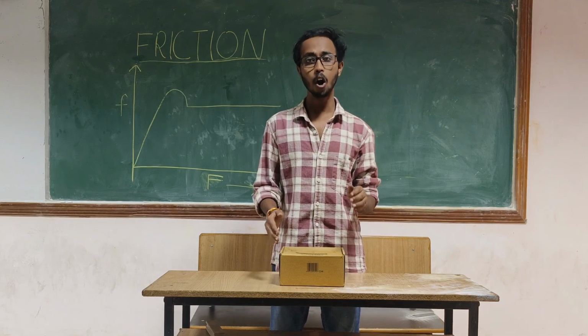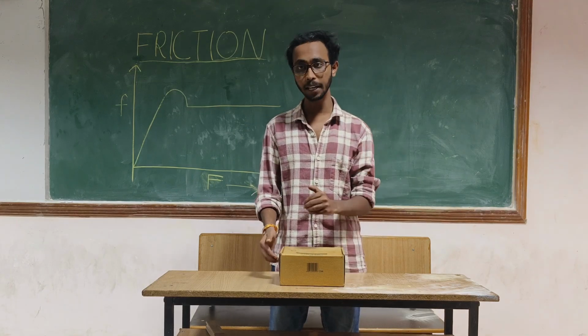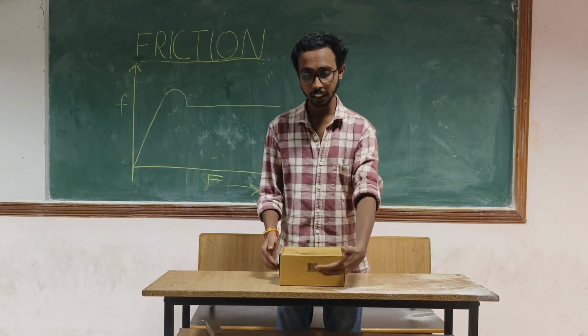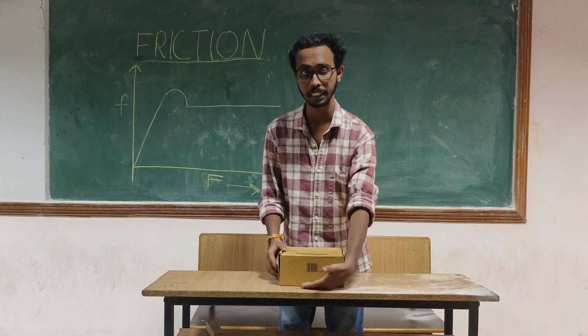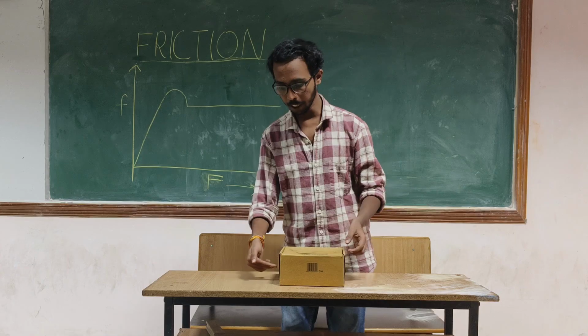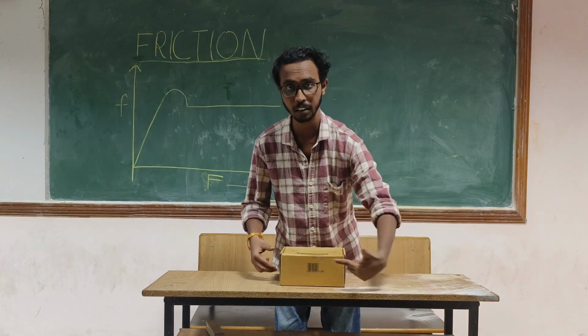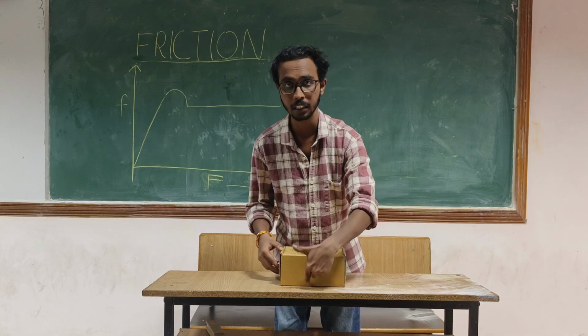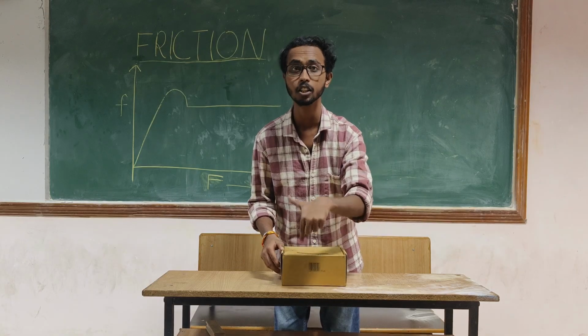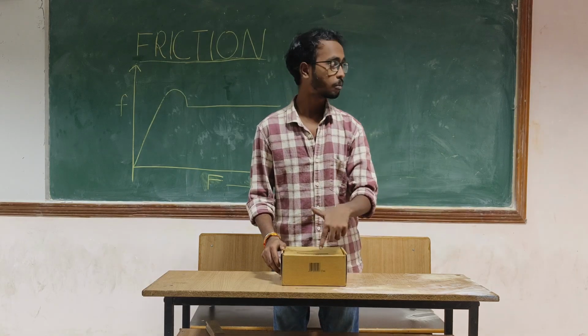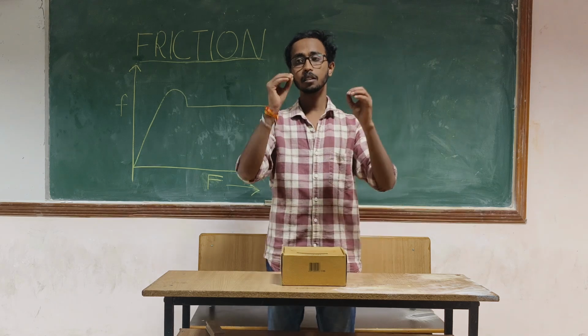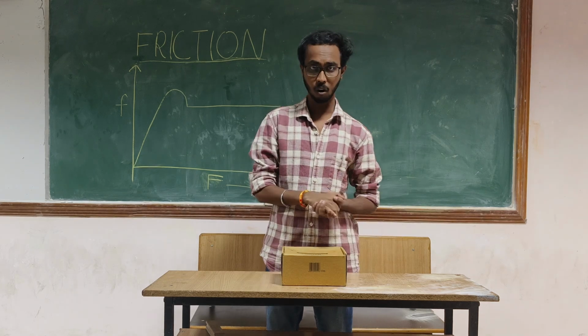Friction acts in the opposite direction of the applied force and it is tangential to the surface in contact with it. So I am applying force in this direction. So the friction force acts in the opposite direction like this, and it is tangential to the surface it is in contact with. Now we understood the direction of the friction also.